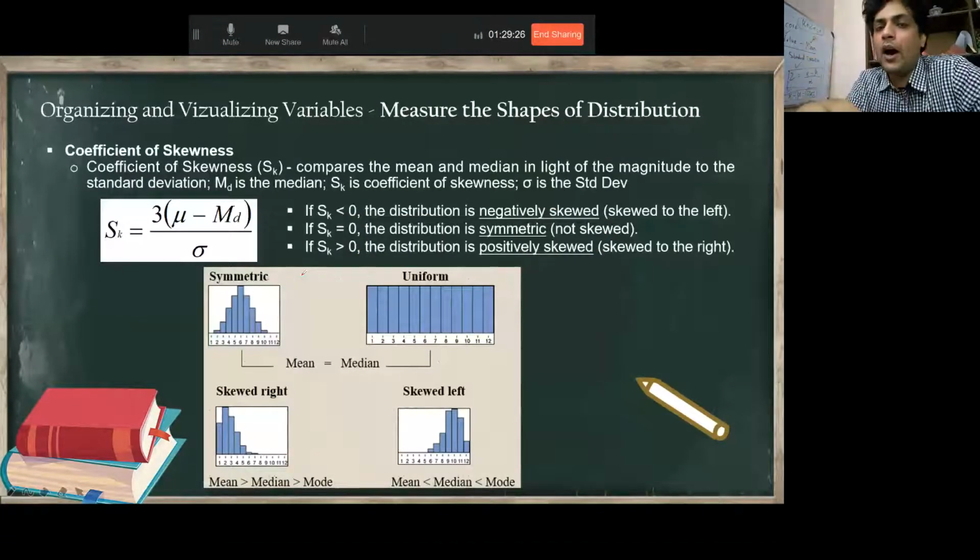Now, how to measure the shape of a distribution? This is really important. So first, let's go to the whiteboard. Then we will come here again.